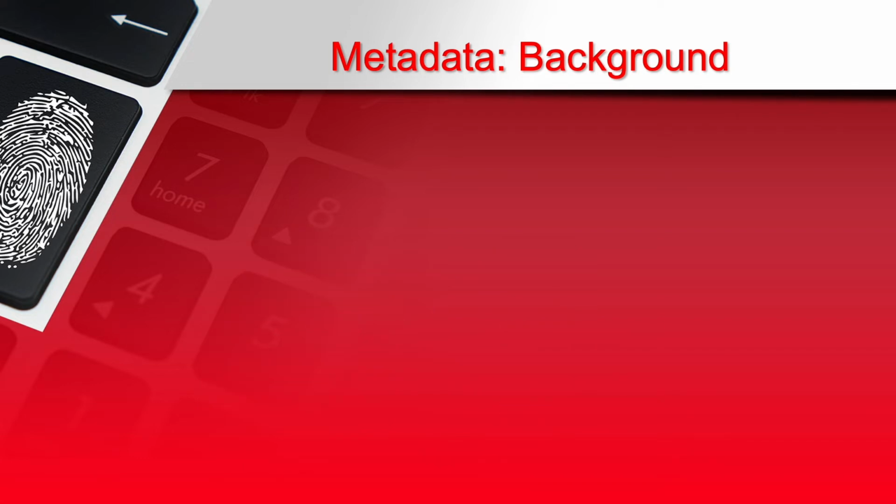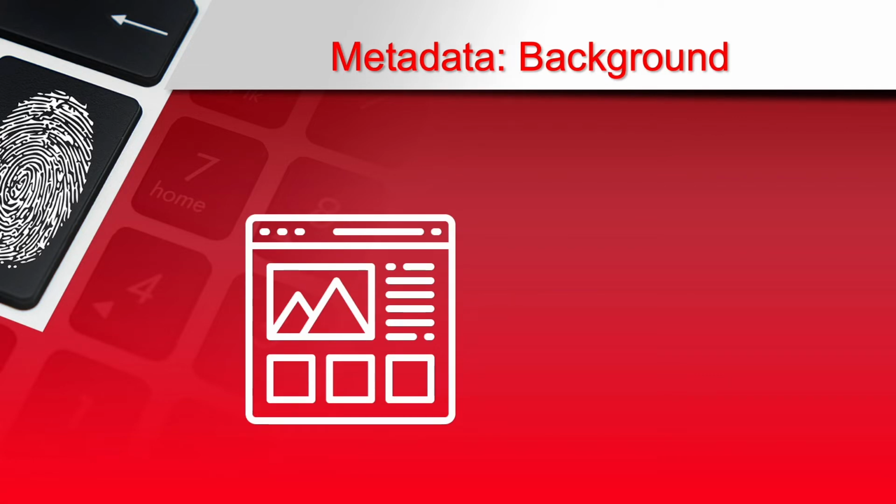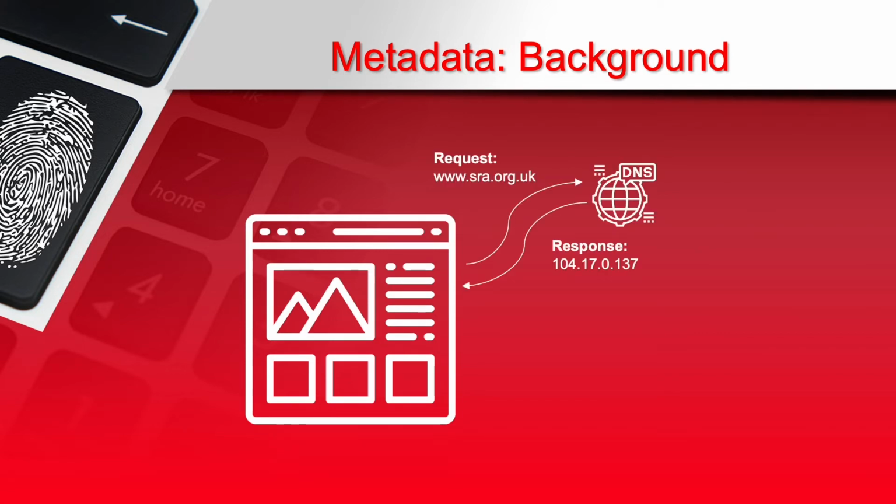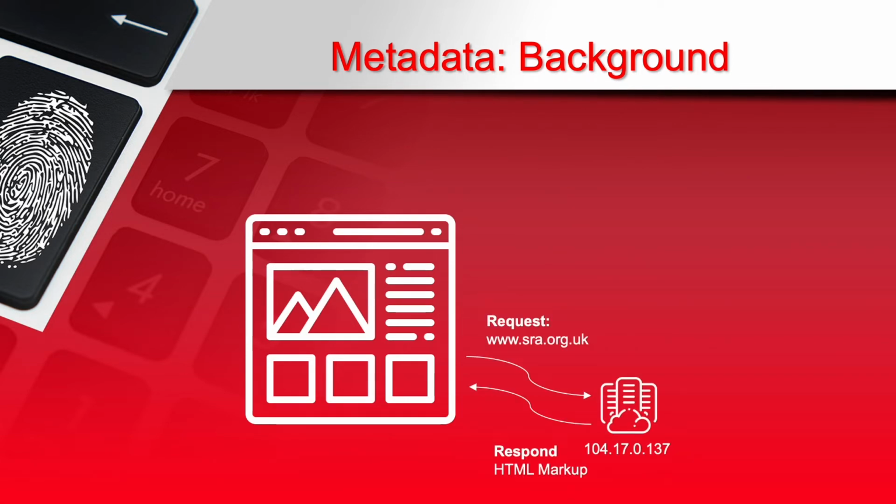Now, let's consider accessing a web page. When we open our browser and we type in the web address of somewhere we want to go, a number of things happen. First, our computer makes a DNS request to translate the web address that we typed in, say www.sra.org.uk, into the IP address of the server that hosts that web page. Then, the browser requests the web page from that server, receiving the HTML markup and the other assets like images and scripts that will render the page in our browser on our computer.